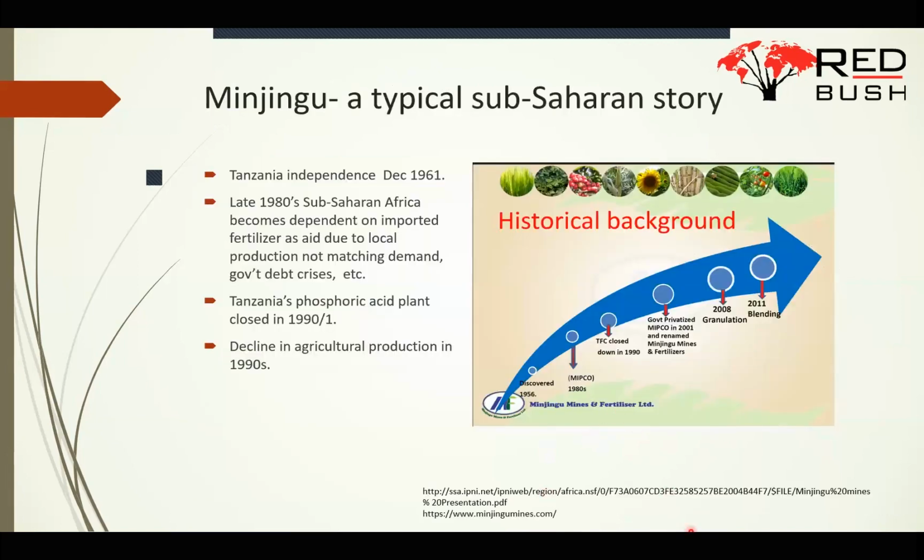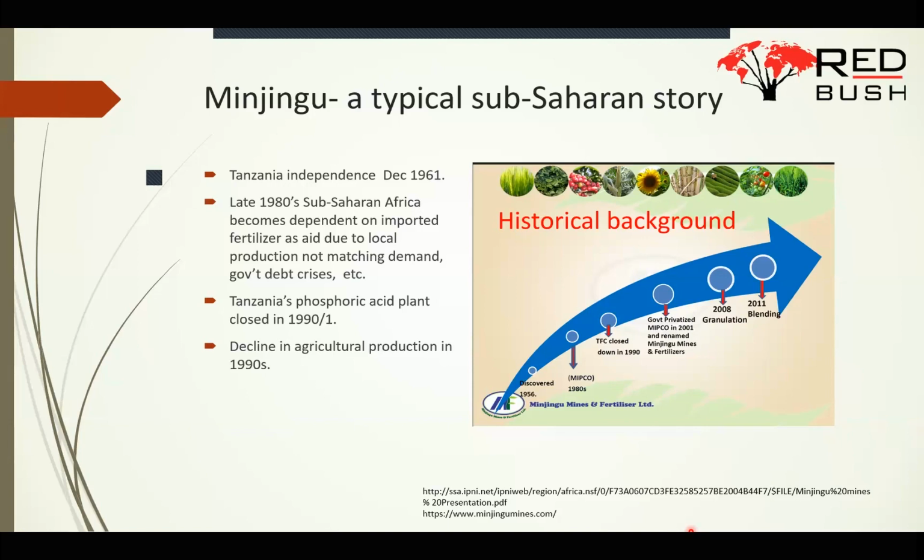Okay, right. So Minjingu, my one, this is a really interesting little deposit. And I do mean little, it's quite a small deposit. So Tanzania, it's discovered in 1956. Tanzania gets its independence in 1961. Like a lot of the countries who were independent, there were other priorities than getting a fertilizer factory up and running.